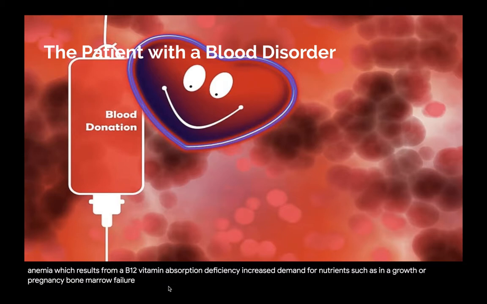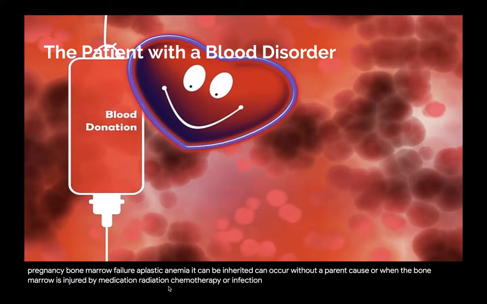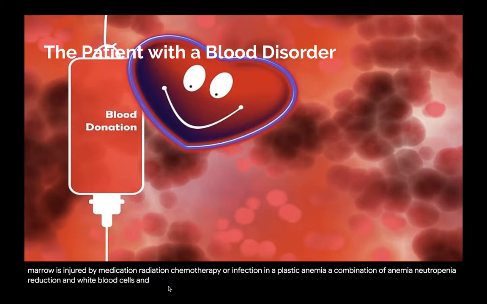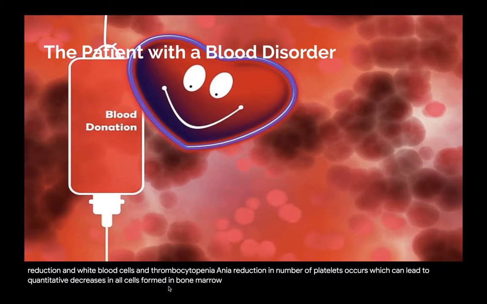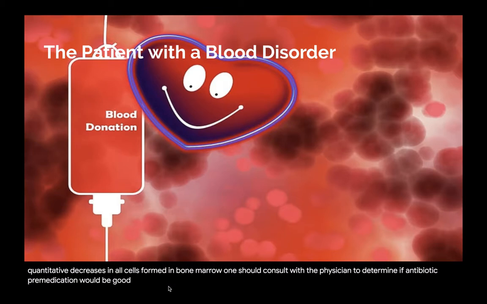Bone marrow failure. Aplastic anemia can be inherited, can occur without apparent cause, or occur when the bone marrow is injured by medication, radiation, chemotherapy, or infection. In aplastic anemia, a combination of anemia, neutropenia, reduction in white blood cells, and thrombocytopenia, reduction in the number of platelets, occurs, which can lead to quantitative decreases in all cells formed in bone marrow. One should consult with the physician to determine if antibiotic premedication would be indicated.